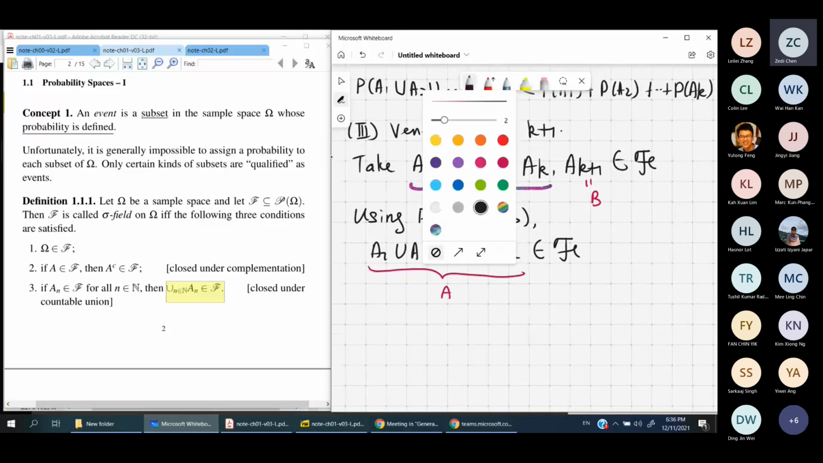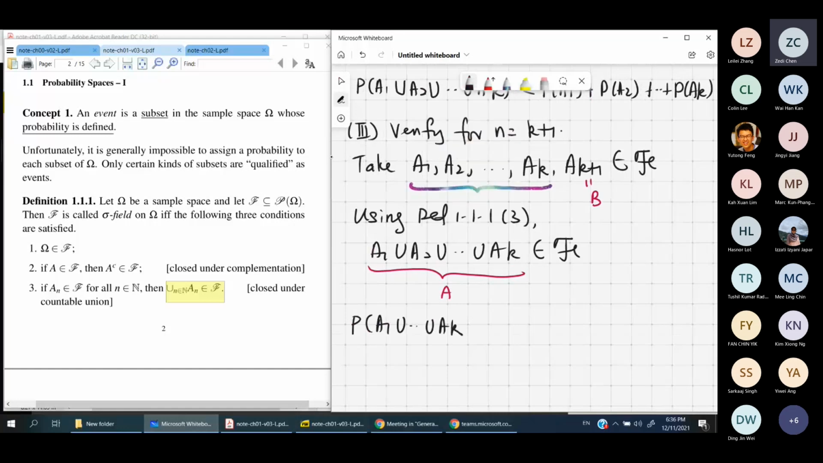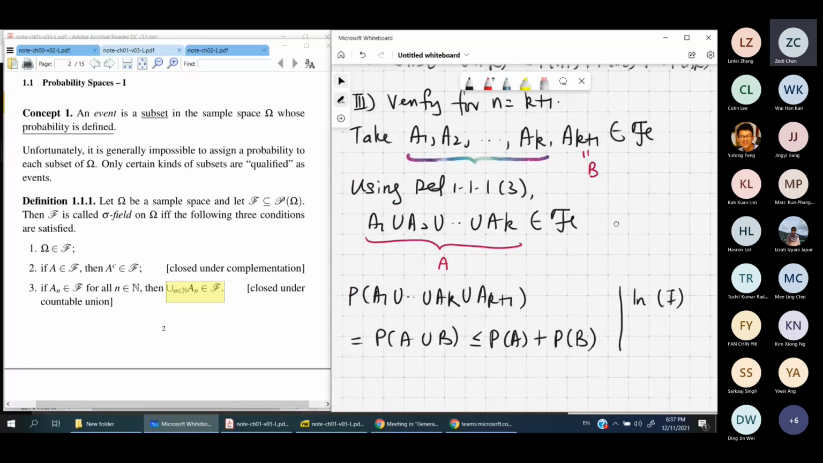So we can say P of A1 up to AK and AK plus 1. First, we have verified this already, so this is true for n equals 2. So this can be written as P of A or B. We have assumed this is B, this is A, and this whole thing will be A. So this is less or equal to P of A plus P of B. We have actually verified this in part 1.